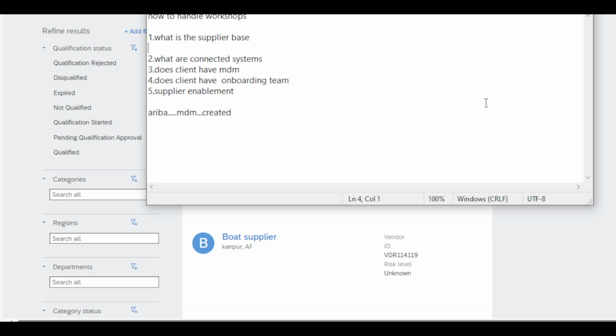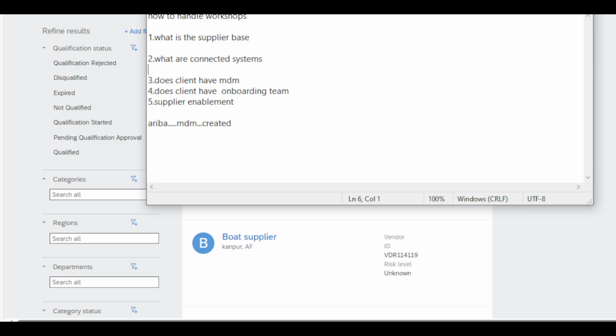does the supplier know what Ariba is? Why is it important for you to understand that? Because if the supplier knows Ariba well, when there is an issue and you talk to the supplier, he would be really cooperative. So, to understand what the future would be, it is very important for you to know the supplier base. And the second thing: what are the connected systems?